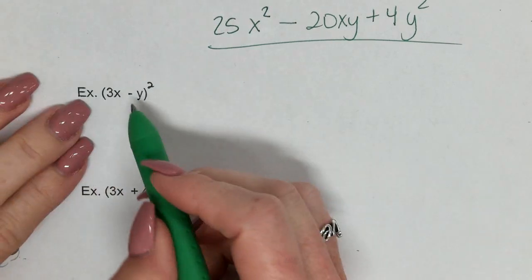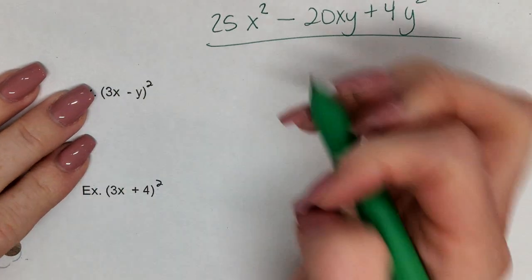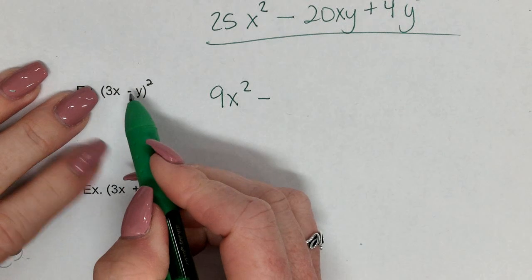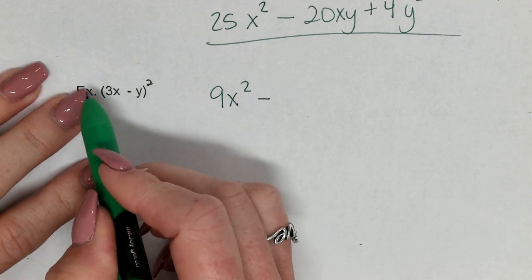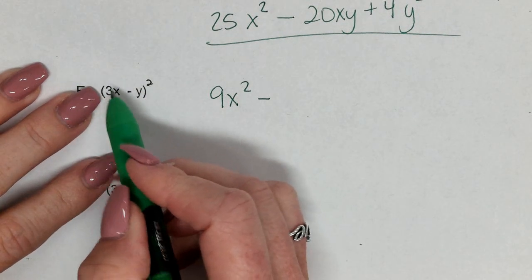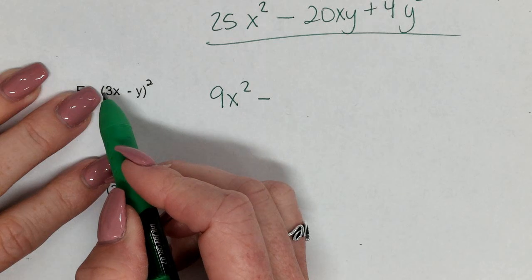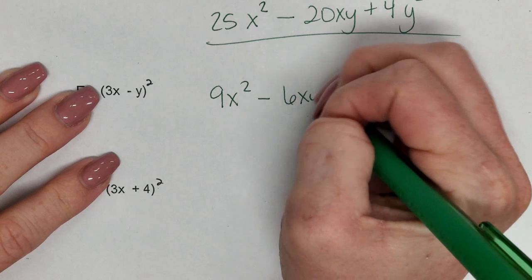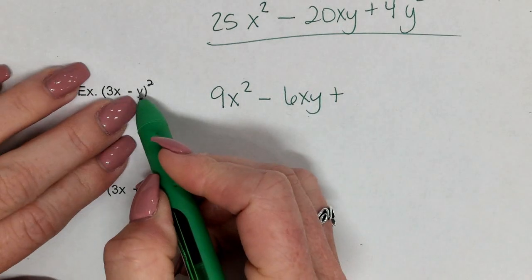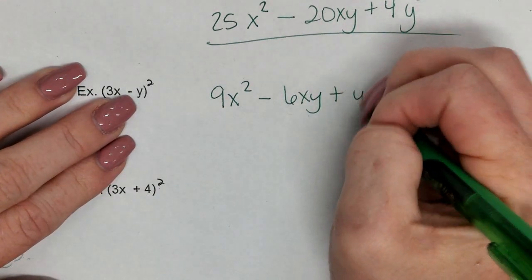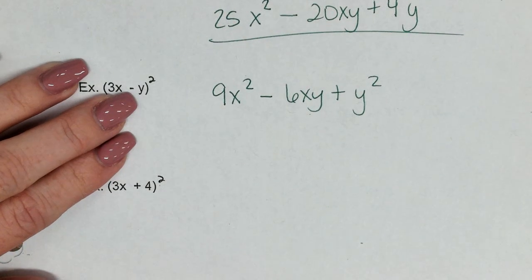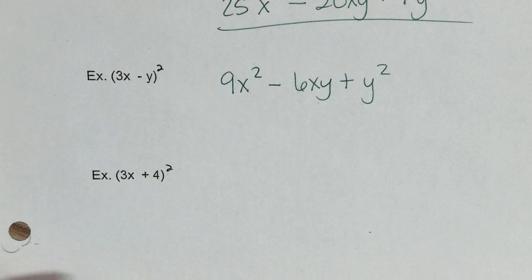All right, this squared is what? 9x squared. Then your next term is going to be a minus because this is a minus. You're going to do 2 times 3x, which is 6x times y, so 6xy, plus the last term squared, y squared. Are y'all getting the hang of it? It's really not hard. It's just so much easier if you remember it.